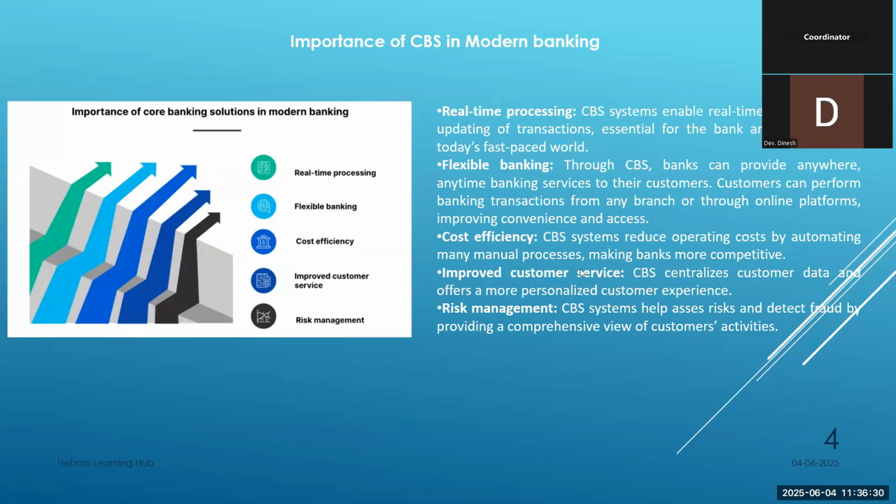So importance of core banking system, we have seen this: real-time processing. CBS enables real-time processing, flexible banking. Banks can provide anywhere, anytime banking services. Cost efficiency, CBS reduces operating costs. While we discussed that banks might lose money because of reduction in float or reduction in the fee income, the overall system is much more efficient today. That reduces cost to a huge extent, so banks are able to still make profits. Improved customer service. We discussed how easy it is for customers to transact and access their bank accounts. This makes customer satisfaction. Risk management, CBS enables banks to assess risk and detect fraud. Very important.